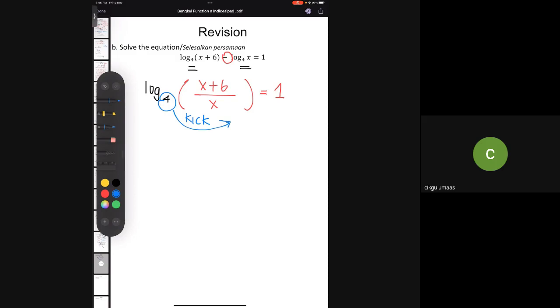Third step, the famous keyword that I always use, kick. When I kick the 4 to the other side, this is going to be x plus 6 over x equal to 4 to the power of 1. Next, bring this up. You get 4x, x plus 6. You can solve this to get x. Shankari, give me the value for x. Okay, wait also.